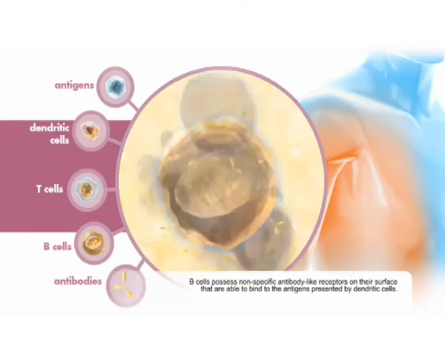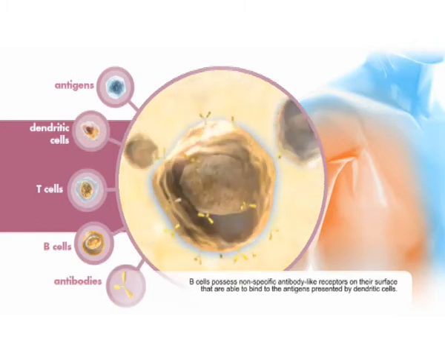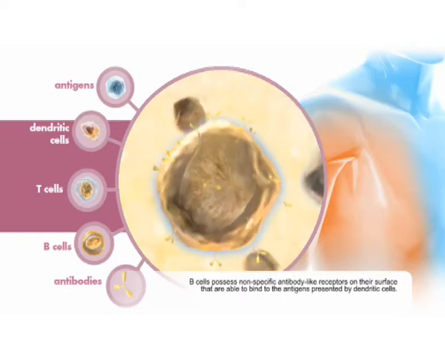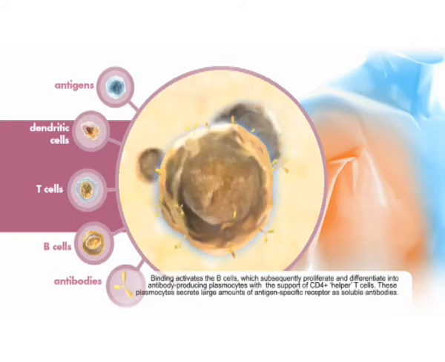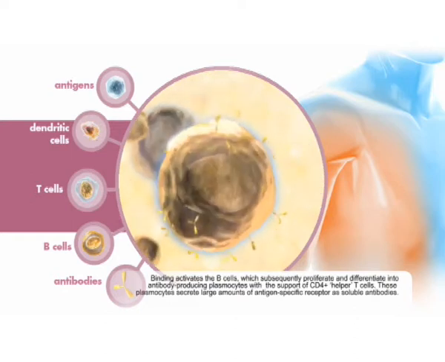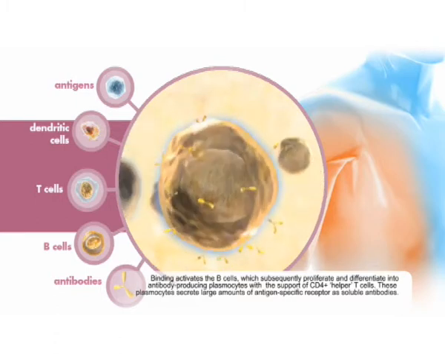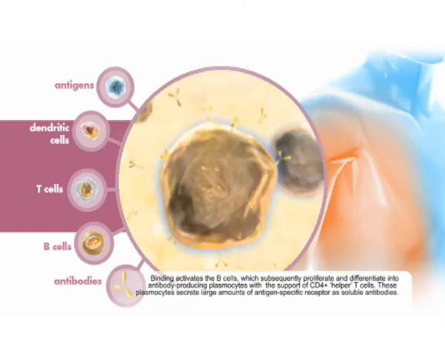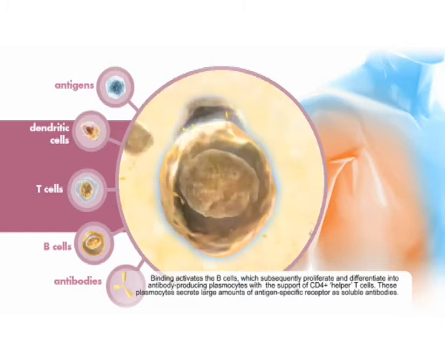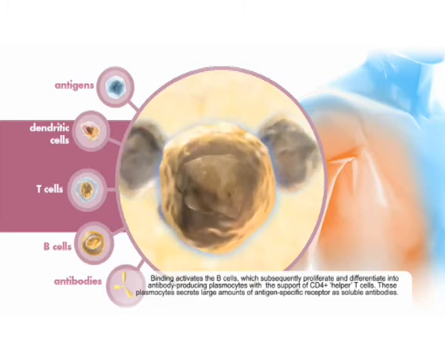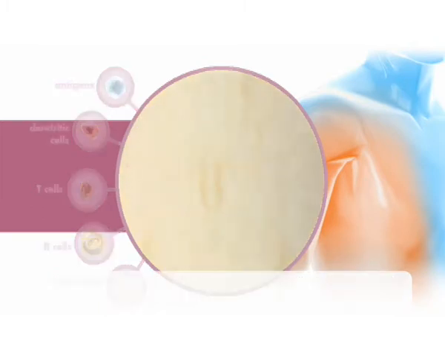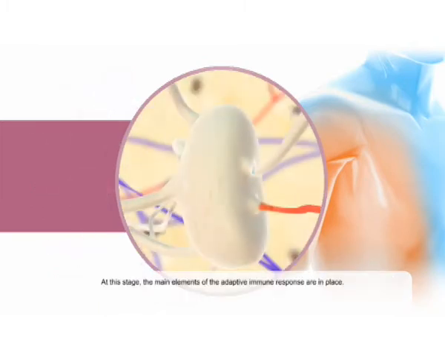B cells possess non-specific antibody-like receptors on their surface that are able to bind to the antigens presented by dendritic cells. Binding activates the B cells, which subsequently proliferate and differentiate into antibody-producing plasmacytes with the support of CD4+ helper T cells. These plasmacytes secrete large amounts of antigen-specific receptor as soluble antibodies. At this stage, the main elements of the adaptive immune response are in place.